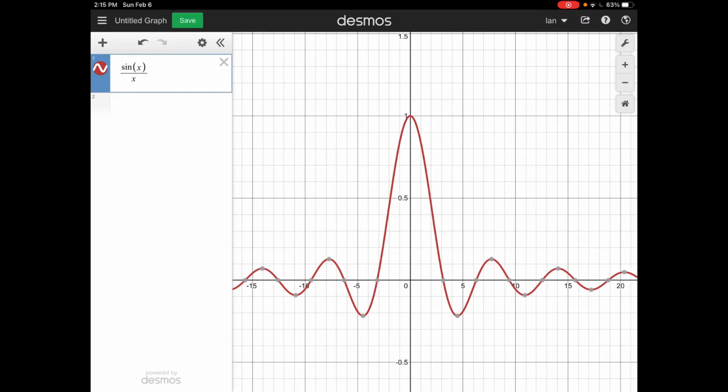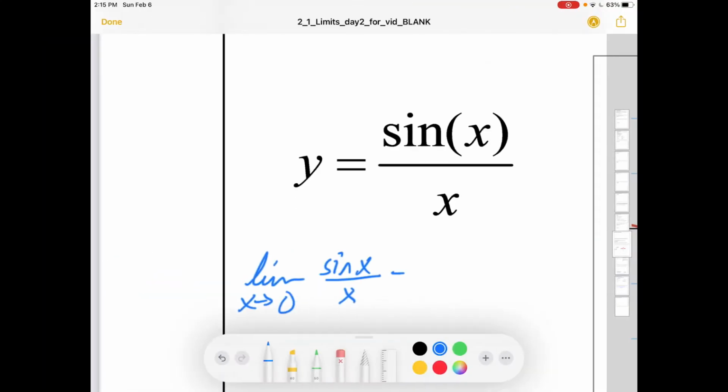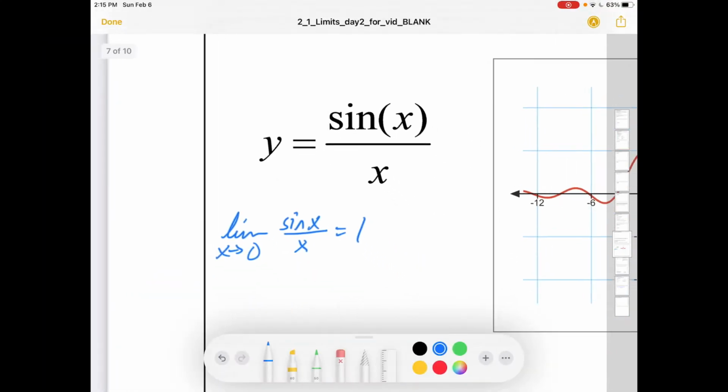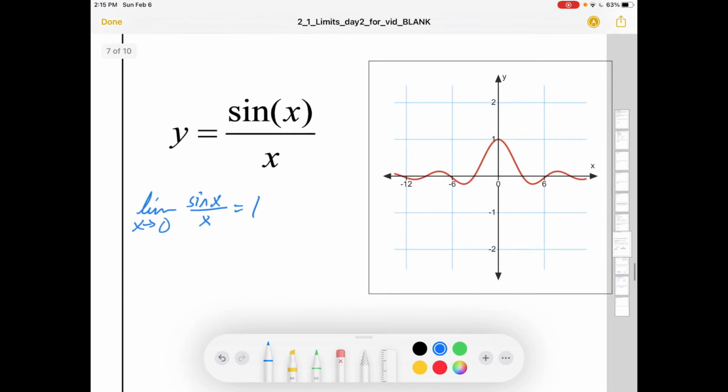Now, is that a good proof of why sine x over x has a limit of 1 as x goes to 0? Well, it's okay from the graphical evidence. If you want a better or a more algebraic proof, you can head to the Khan Academy, and I'll put a link at the end of the video. So we're going to take this as true from graphical evidence. There's the graph again, even though this has a hole right here.